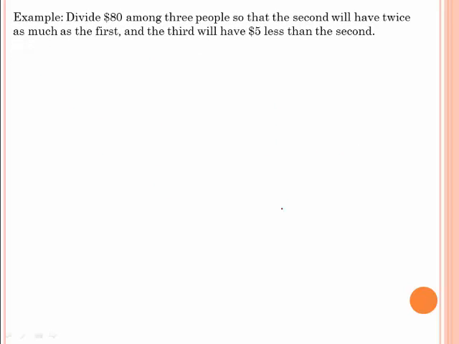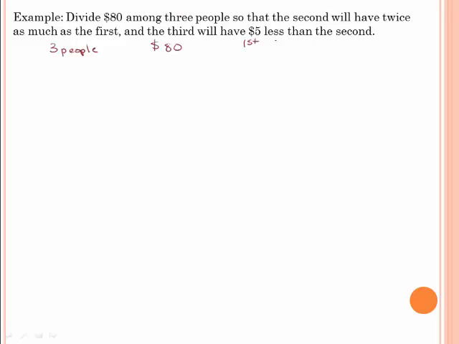Divide $80 among 3 people so that the second will have twice as much as the first, and the third will have 5 less than the second. Okay, so I have 3 people, and I have $80. We want the second to have twice as much as the first.